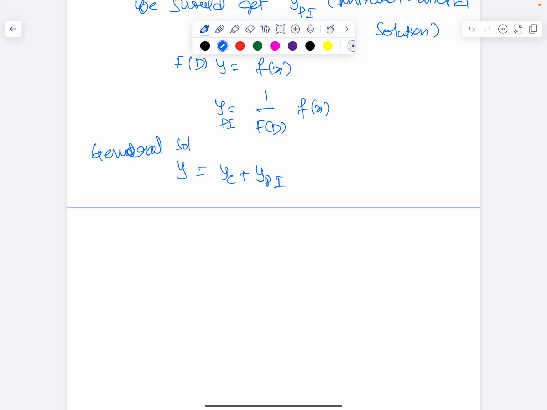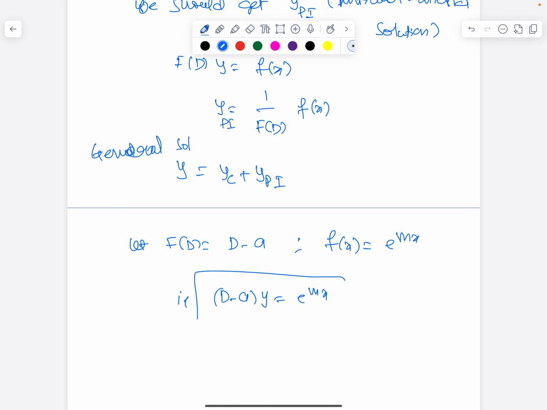Initially we start with a simple general method, actually we call it that. Whenever there is an operator, let F of D equal to D minus a, and f of x equal to e to the power mx. So assume that there is a form of this kind. F of x is simply e to the power mx. So how do you solve?